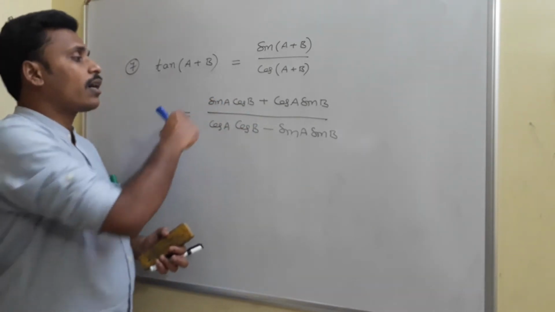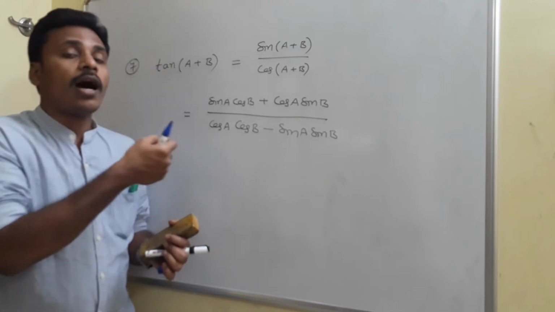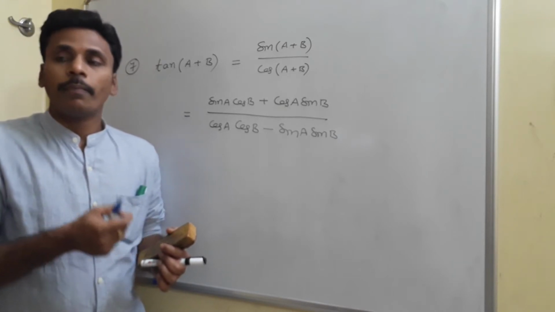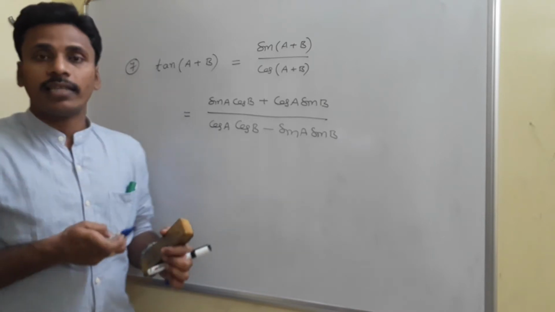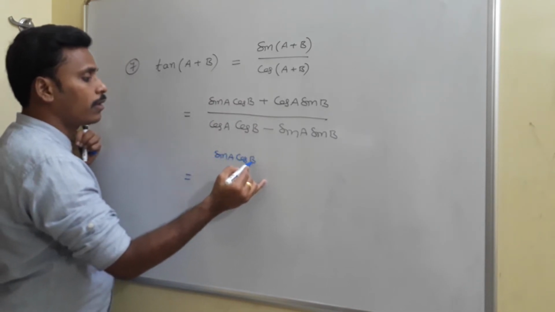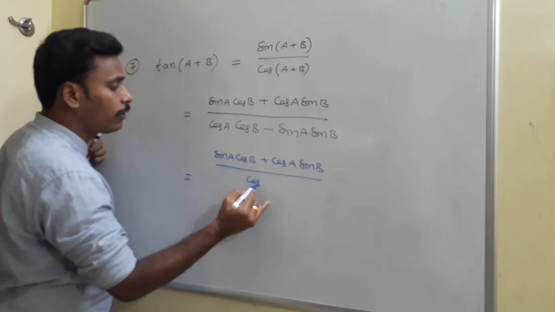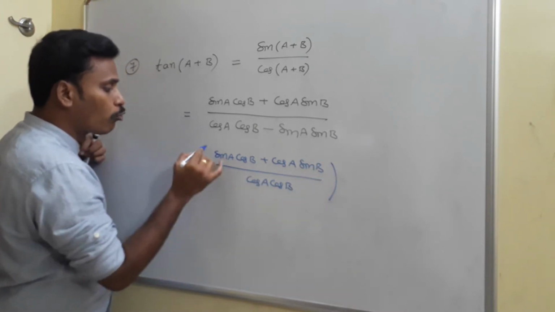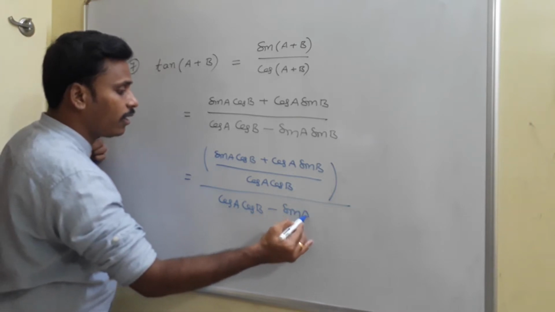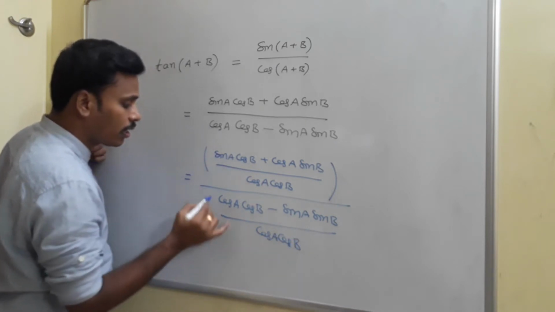So now my intention is to convert this in terms of tan A and tan B. We need to divide both numerator and denominator with cos A cos B. The numerator is sin A cos B plus cos A sin B, and I am going to divide this numerator by cos A cos B. The denominator is cos A cos B minus sin A sin B, and to balance this I need to divide the denominator also with cos A cos B.